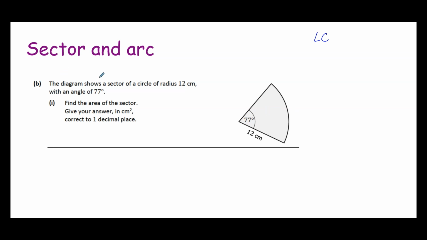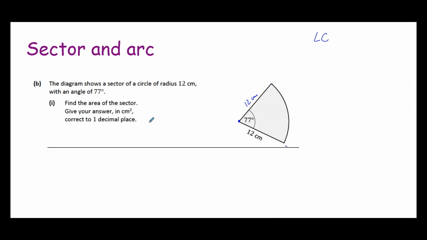Let's see, the diagram shows a sector of a circle of radius 12. So that is 12, and that is 12 as well, isn't it? Because this is the center of the circle, and here is the edge. So radius goes in every direction with an angle of 77. So we have to do what? Find the area of the sector. Give your answer in centimeters squared, correct to one decimal place.